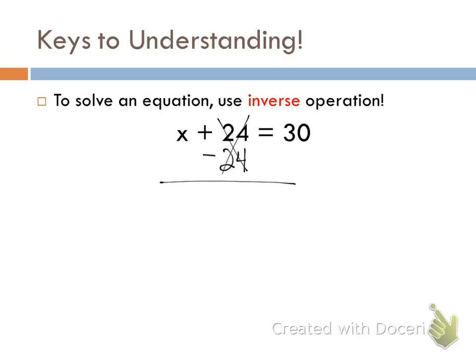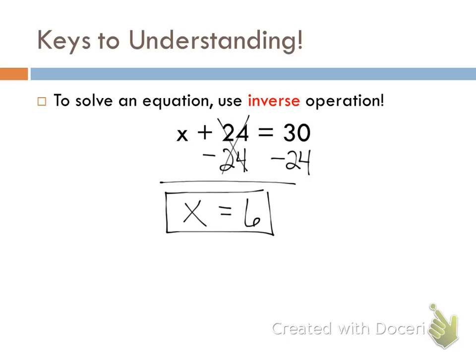So now x is by itself on one side of the equation like I want it. But my rule says that whatever I do to one side of the equation, I have to do the same thing to the other side of the equation. So I must now subtract 24 from 30, and x equals 6. And that's my answer. Okay, that's the first step.